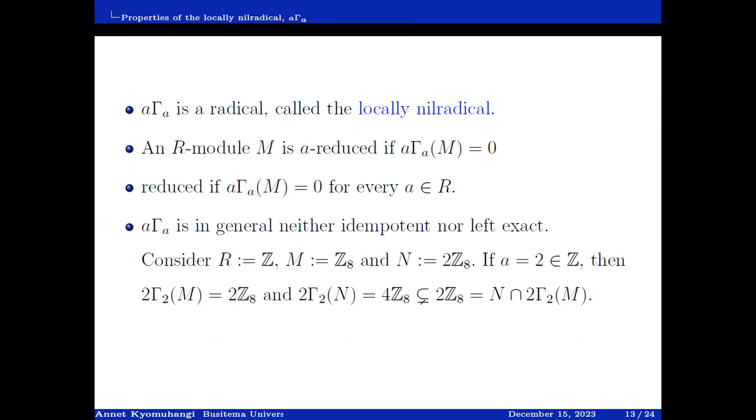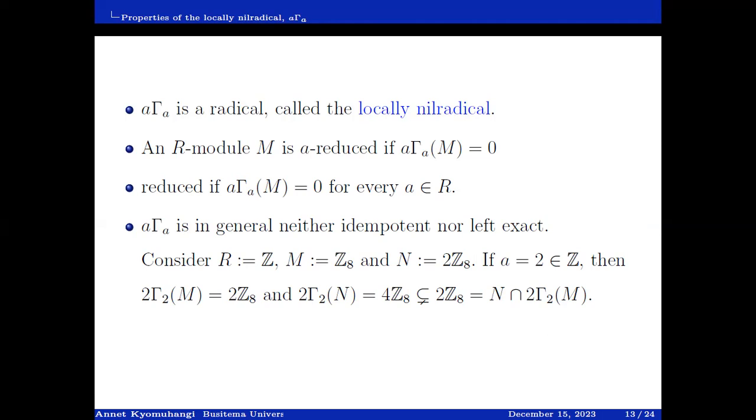We also note that whereas gamma A, the torsion functor, was idempotent and left exact, we find that with this locally nilradical, after left multiplying the torsion functor, the functor ceases being idempotent and left exact. Because based on the property of idempotence, when you again apply A gamma A onto A gamma A, you'll find yourself with A squared gamma A, which ceases being idempotent. So I give an example showing that it is not left exact.